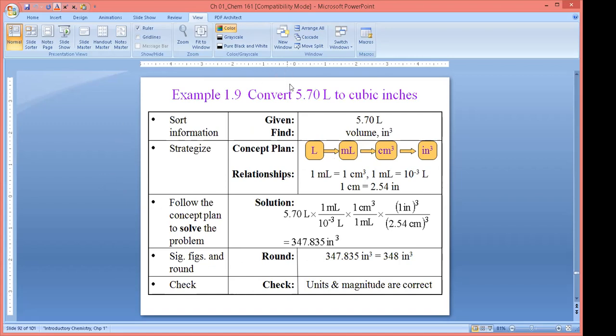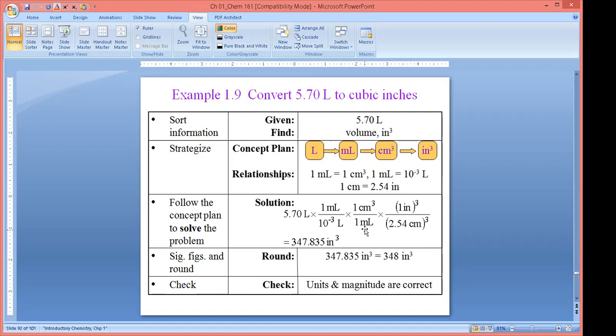Here's another one. So you can see 5.70, that's 3 sig figs. Your answer should have 3 sig figs. They gave us liters, and obviously this is a volume one, but we won't be doing this the rest of the semester. Liters to milliliters, milliliters to centimeters, and then centimeters to inches. So the unit they gave us, we want to get out of that. We're in another unit that's still not the one we want, so we need to get out of that.